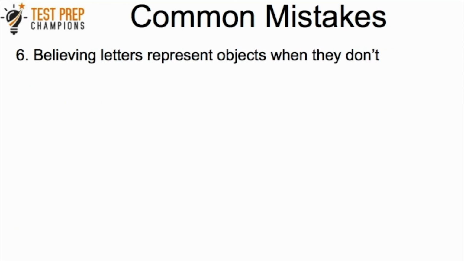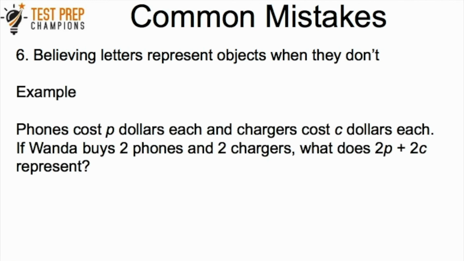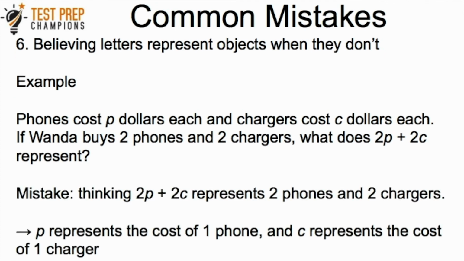Another common mistake would be believing that letters represent objects when they don't. As an example, say you were to see a question that said, phones cost P dollars each and chargers cost C dollars each. If Wanda buys 2 phones and 2 chargers, what does 2P plus 2C represent? I don't want you to solve this, I'm just showing you as an example to see the mistake. Some people might think that 2P plus 2C represents 2 phones and 2 chargers, but really here, P represents the cost of 1 phone, and C just represents the cost of 1 charger.